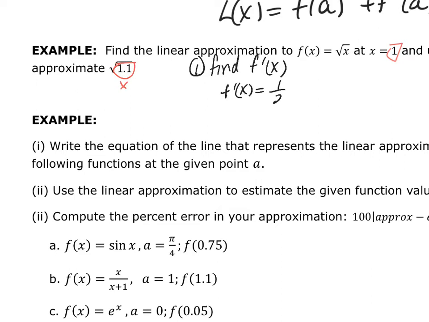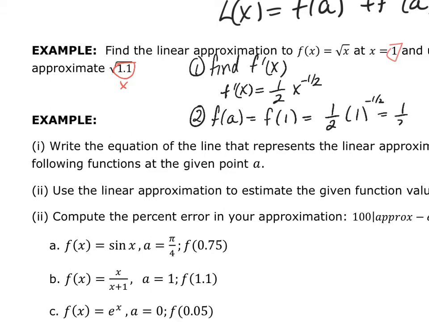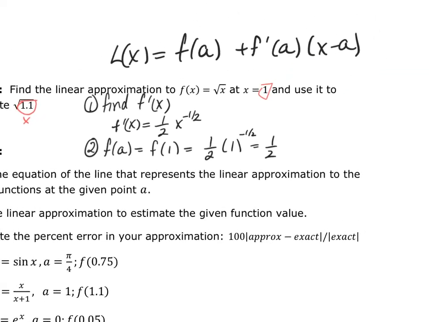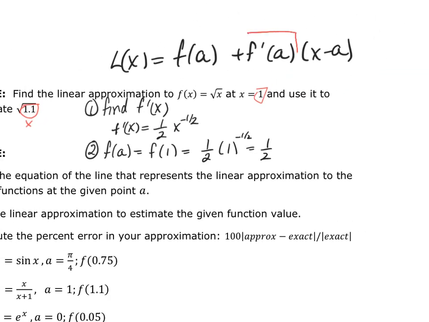So this is 1/2 x raised to the negative 1/2. So after I find f of x, I now find f of a. Now the a is the value that we know off the top of our head without any work. In this case, it's 1. So I'm going to find f of 1, which is 1/2 times 1 raised to the negative 1/2, which is just 1/2.